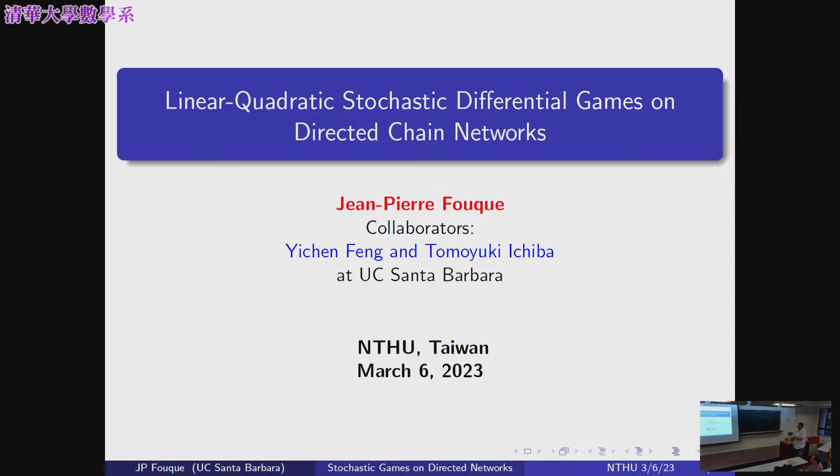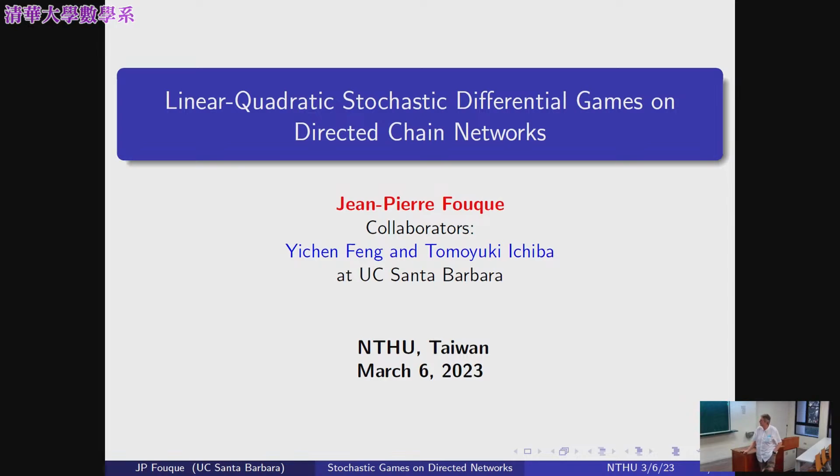PhD student Yichen Feng. She defended in December, and now she's working at JP Morgan in New York. And Tomoyuki Ichiba is a colleague, a professor at UCSB, and an expert in stochastic portfolio theory, which is at the intersection of Brownian motion and local time. He's more of a probabilist, and he knows quite a lot.